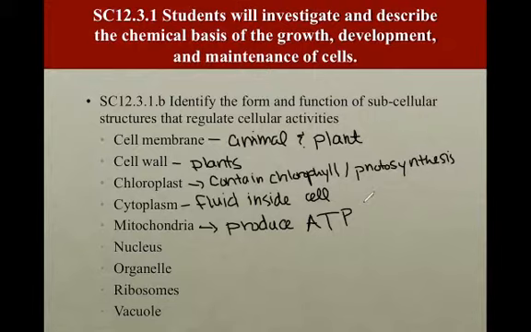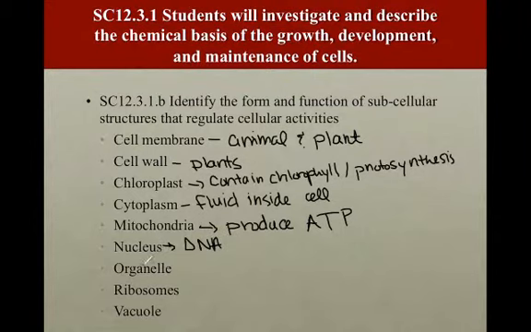What cells would have a lot of mitochondria? Because they require a lot of energy. Brain cells? Muscle cells, yeah. Nucleus. What's the important thing that's housed inside the nucleus? The DNA.